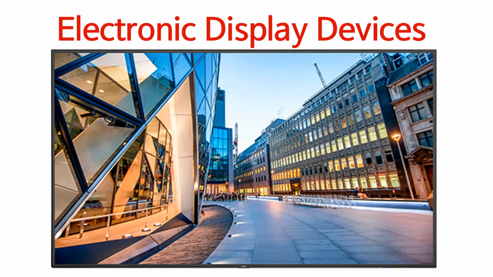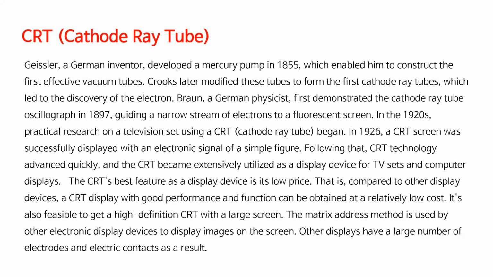In this lecture, we will investigate the basic principles and various types of electronic visual display. Electronic display devices receive image or video signals and display them on the screen. Then we can see them by our eyes. Let's first see the cathode ray tube, or CRT.